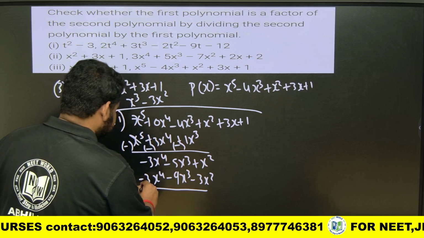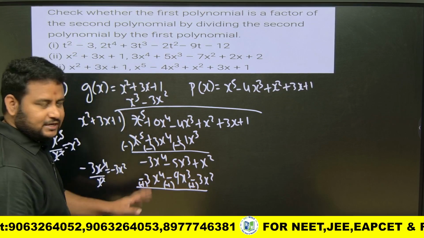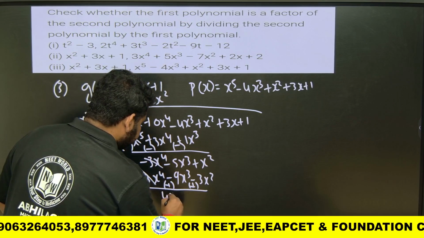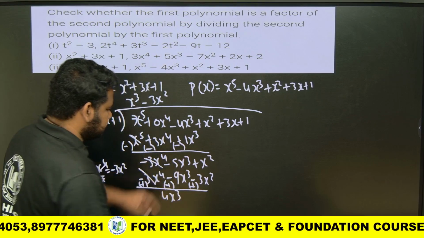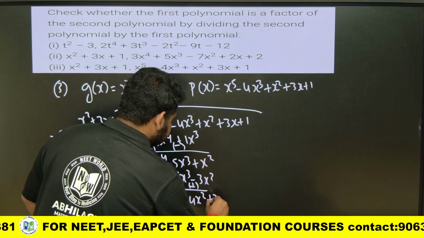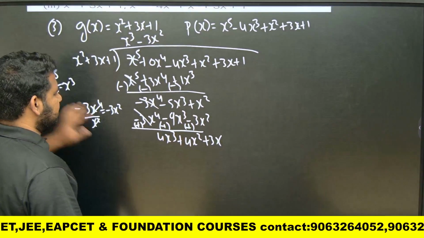Now if I put the opposite sign, this will be plus, this will be plus, and this will be plus. Now what can I do? This will become 0, cancelled. 9 minus 5 is 4x cube. 3 plus 1 is 4x square, plus 3x, plus 3x.